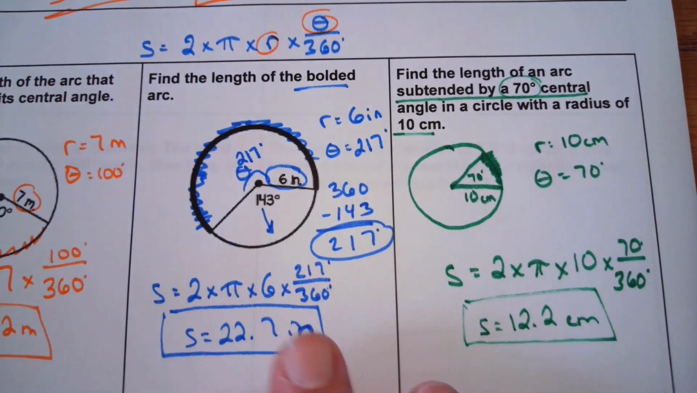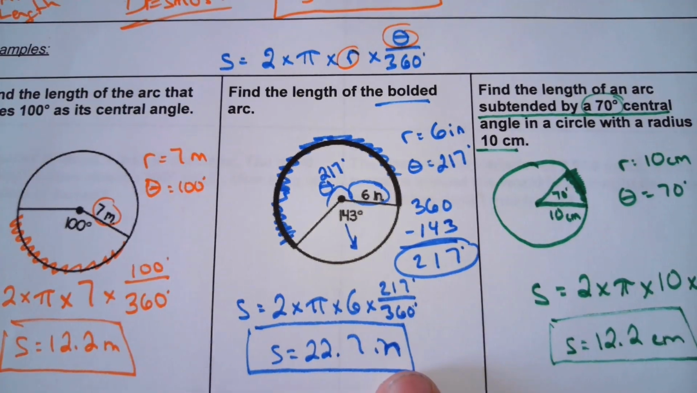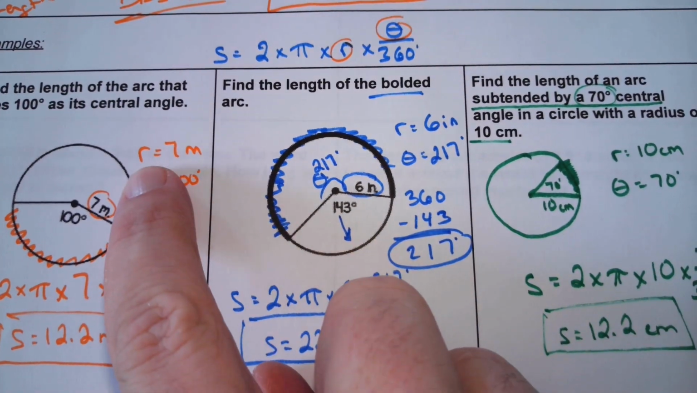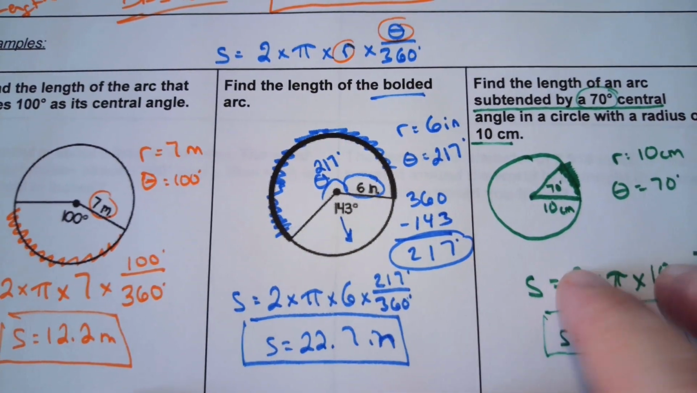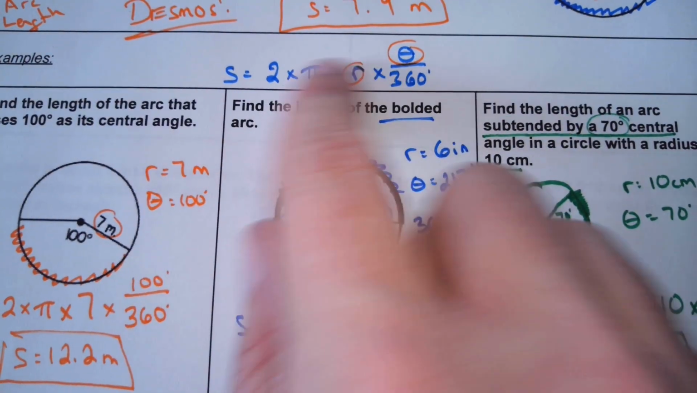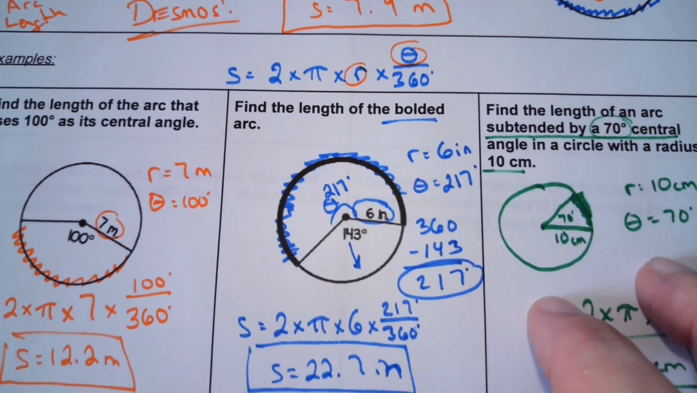Okay, so every question that you do, you're going to need two things. You're going to need the radius and theta. Radius, theta. Radius, theta. You have to have those pieces of information to use the arc length formula. All right, good luck.